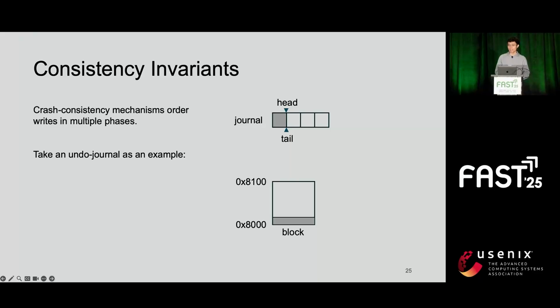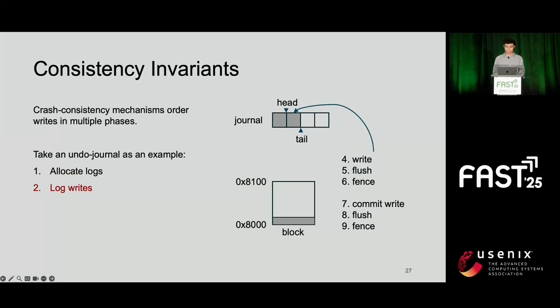Crash-consistency mechanisms are well defined and ordered in multiple phases. Take an undo journal as an example. The right figure is a generic undo journal in PM file systems. It has a header and a tail pointer to indicate the logging space, and both journal and blocks are in PM. The first phase is the log space allocation. The journal simply moves the tail pointer to indicate the allocated space. Then it uses the flush and fence instruction to guarantee the persistency of the pointer.